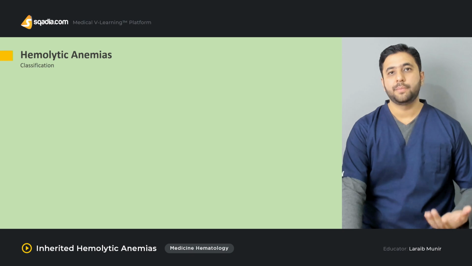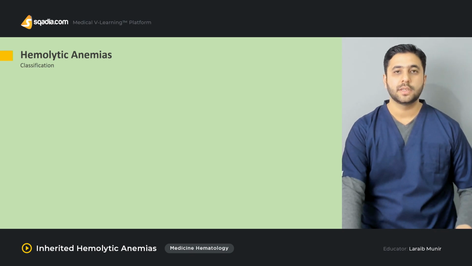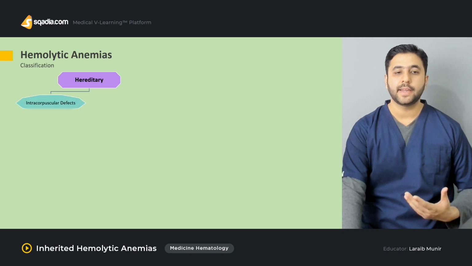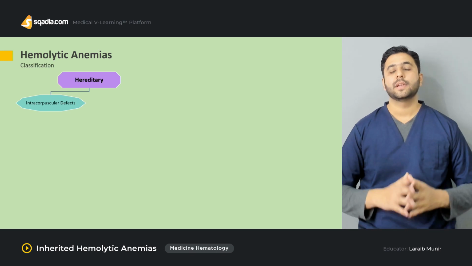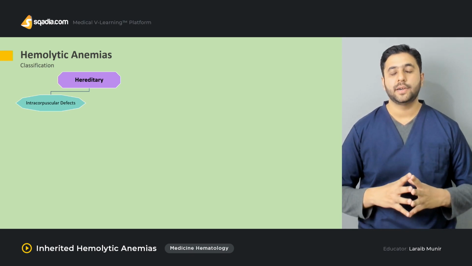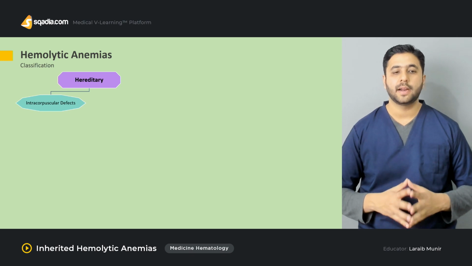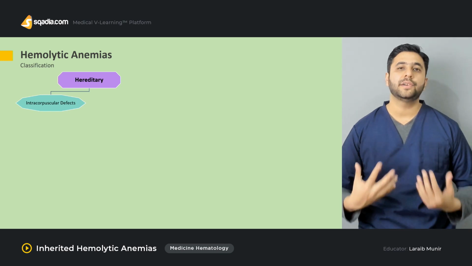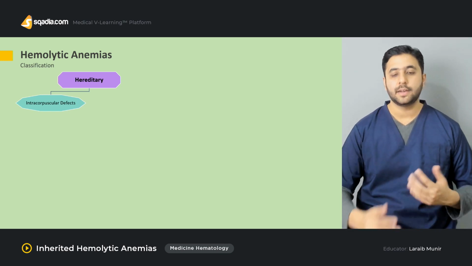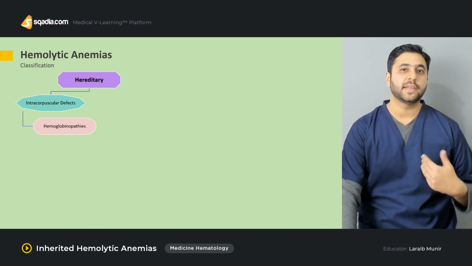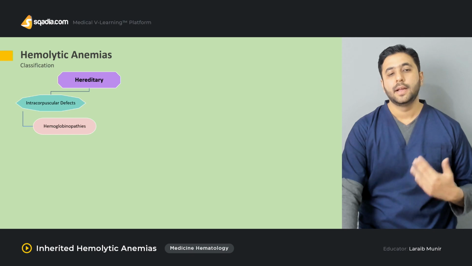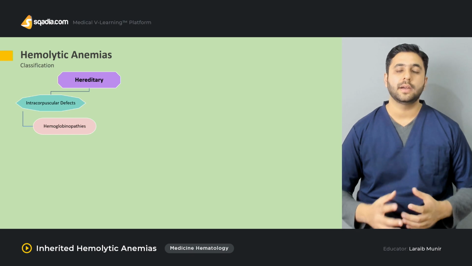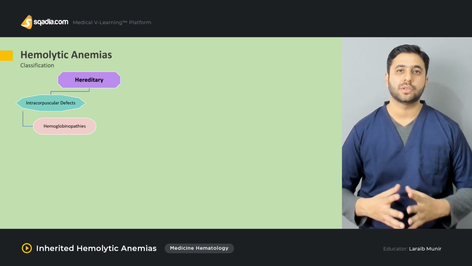Now let's start off by classifying the hemolytic anemias. As I told you at the start of the lecture, we can broadly classify the hemolytic anemias as either hereditary or acquired. In the hereditary, the two major and easier ways to classify the hereditary types of hemolytic anemias are either the anemias with an intracorpuscular defect, or an intrinsic defect in the RBC, or the second type, anemias in which there is an extrinsic defect, which we are going to talk about. Now let's talk about the intracorpuscular defects, or anemias with an intrinsic defect, in which something is wrong within the RBCs that leads to their destruction or hemolysis.